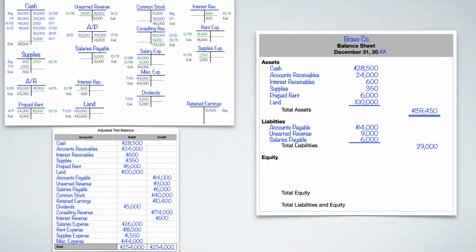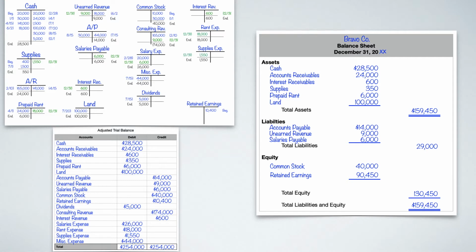And finally, we have equity. And remember, equity for us is just going to be 2 parts right now. We're going to have common stock, and our common stock balance is going to be $40,000. And then we have our ending retained earnings. We just found our ending retained earnings to be $90,450. If we add those up, that's going to give us a total of $130,450. And if we add that to our total liabilities, that's going to give us a total liabilities and equity of $159,450. The total liability and equity is the same as the total assets, so we know we're on the right path. Remember, those have to be the same.